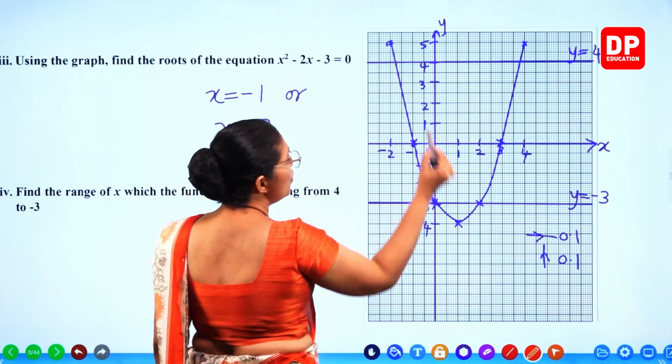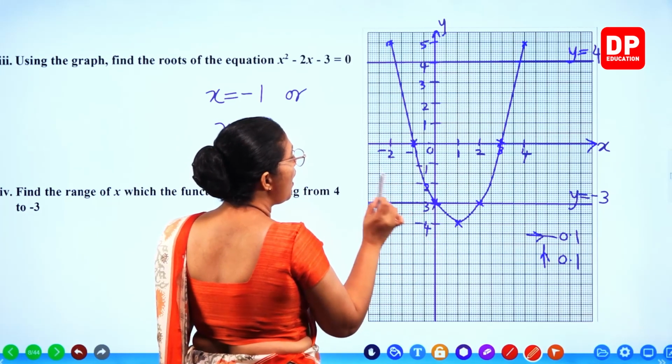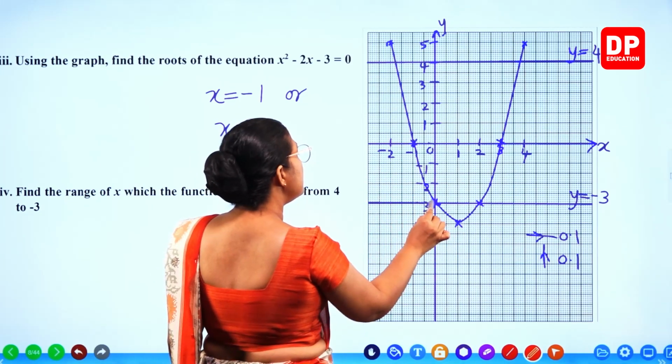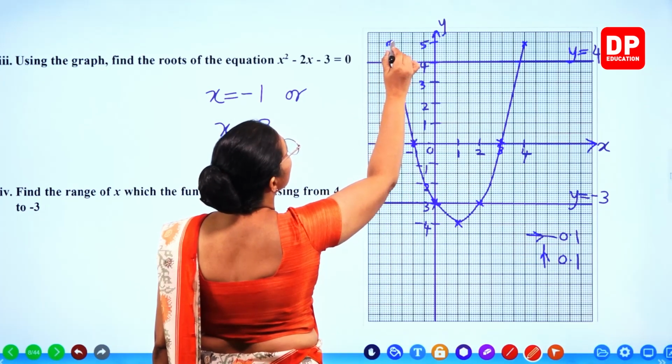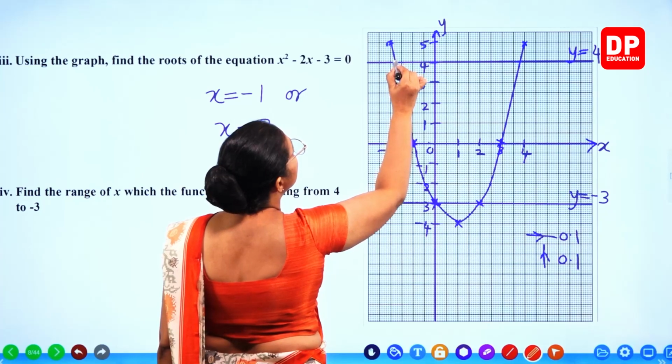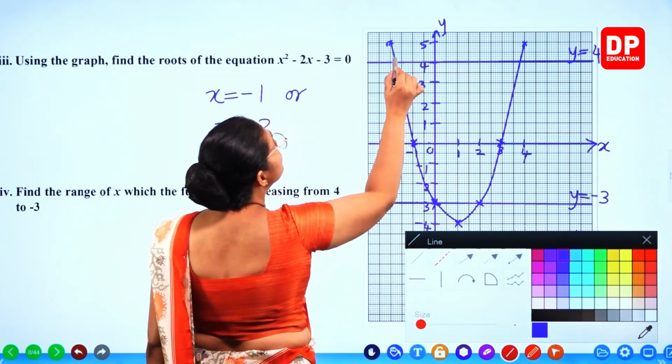So we need to find out the values in between 4 and minus 3. So here to here. So this is 0. When y equals minus 3, this value is 0. What about this one? Somewhere here. So let's draw a broken line and see. Here.